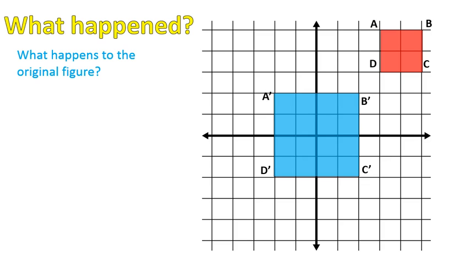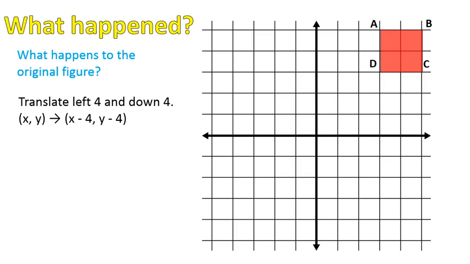So how do I go from my original red square to this larger blue square? Well, first of all, I translate it left 4 and down 4. The way that we would write this is that (x, y) becomes (x minus 4, y minus 4). X minus 4 is taking it left 4 spaces, and y minus 4 is taking it down 4 spaces. So that's going to move it to here. All right? It's gone over to the left 4 and then down 4.